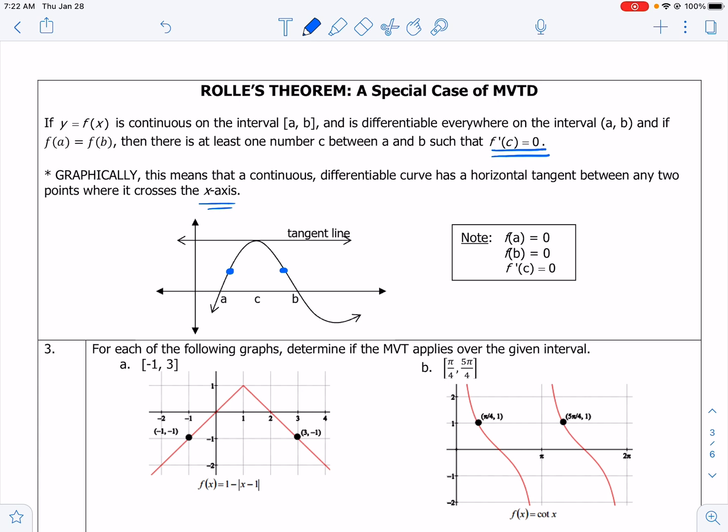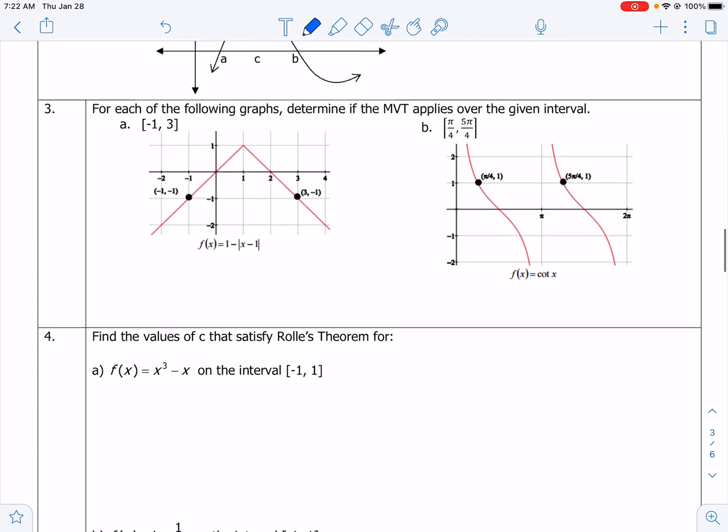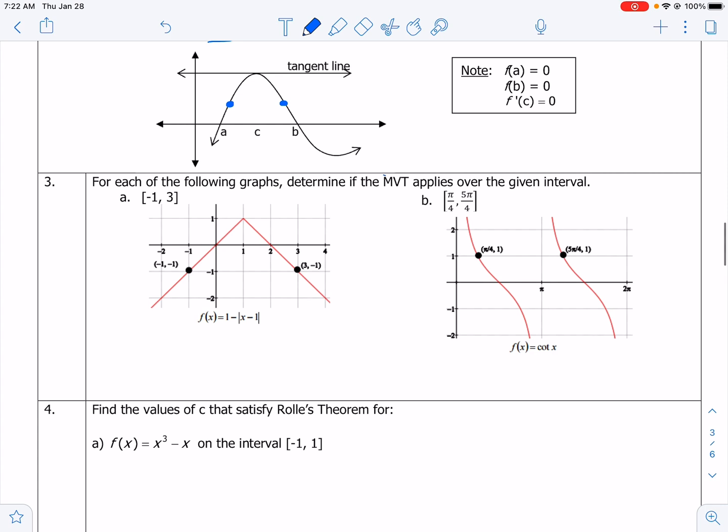Okay, so let's take a look here, guys, at some examples. For number 3, it says, for each of the following graphs, determine if the MVT applies over the interval. I could even change this word here and say, guys, determine if Rolle's theorem applies. Because if you take a look here, notice this y value is the same as that y value on that interval, okay?